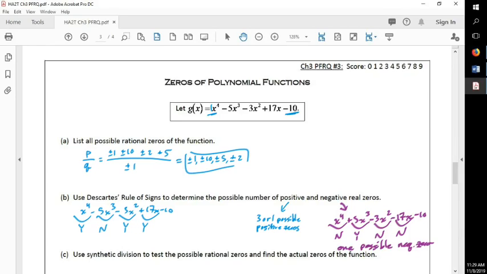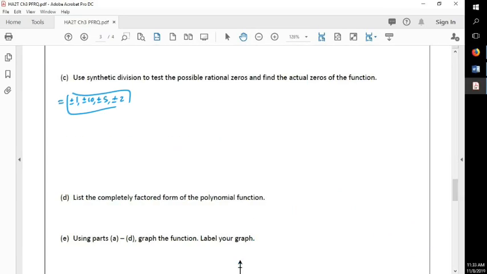Now the next one says use synthetic division to test the possible rational zeros and find the actual zeros of the function. Okay, here we go. So you could pick whatever you want to start trying. Let's see, we have a lot of possible positives. So we have a possible of 3 positives, but then again it could also be 1. But I think I have a better chance of testing all the positives, so that's what I'm going to do first. Can you guys read off for me what the coefficients are, because I can't see it right now?